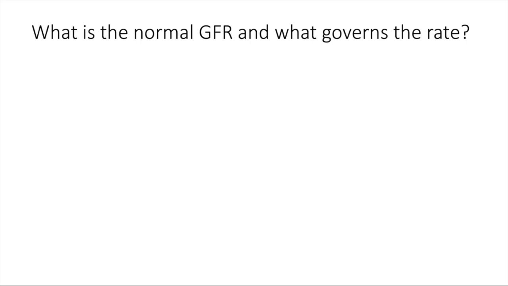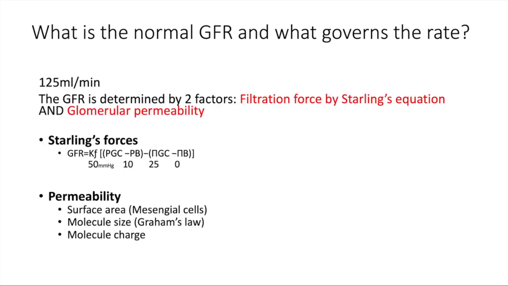Right, next question. What is the normal GFR and what governs the rate? So the normal GFR is 125 mL per minute. The GFR is determined by two factors, filtration force by Starling equation and glomerular permeability. Starling force states that the net filtration rate is a function of the forces favoring filtration and those opposing it, and can be described by the following equation.